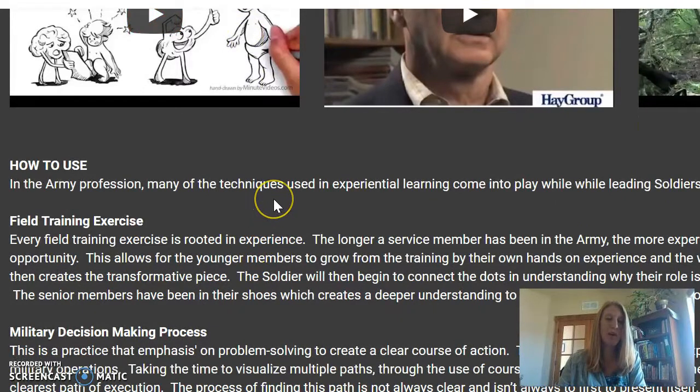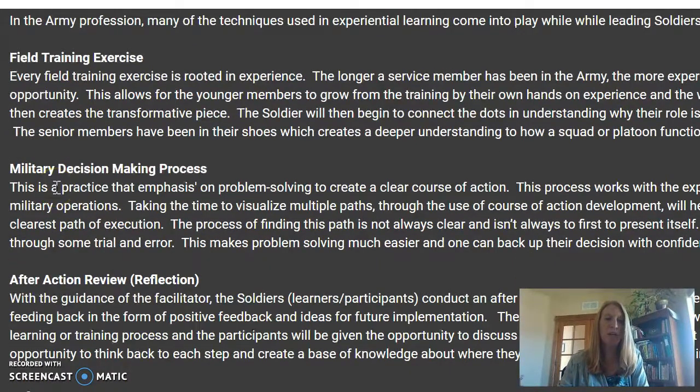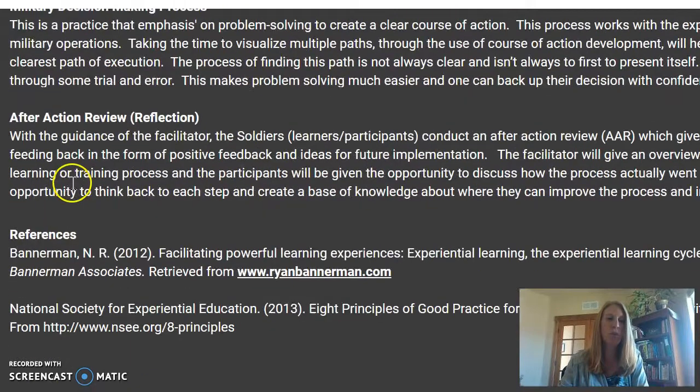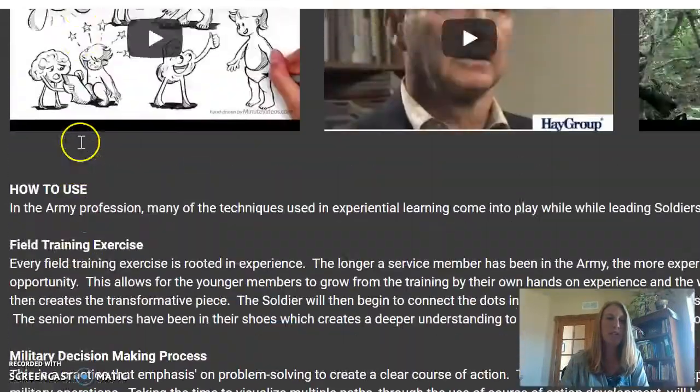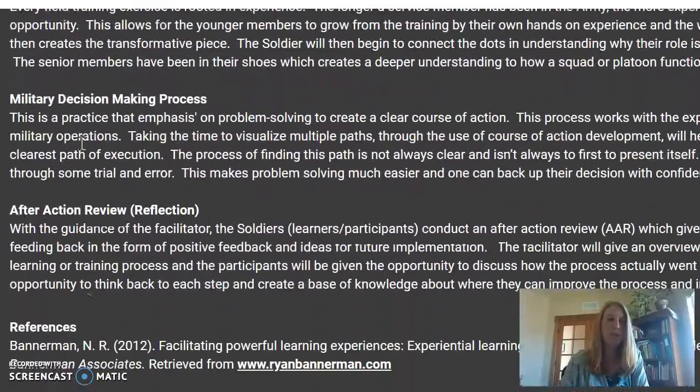And then this is where things really get interesting. This is where a toolkit becomes more than just a repository of resources and how it can be useful to your own context. So he talks about, in very brief terms, how to use experiential learning, and then he goes into very specific examples of when to use experiential learning in his context: field training exercises, military decision making, after action review. So he takes these things and then makes them real for his actual needs in adult education.